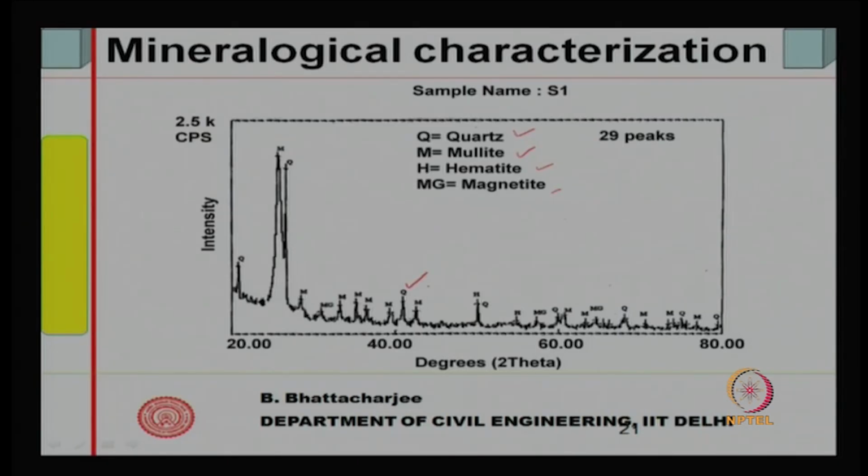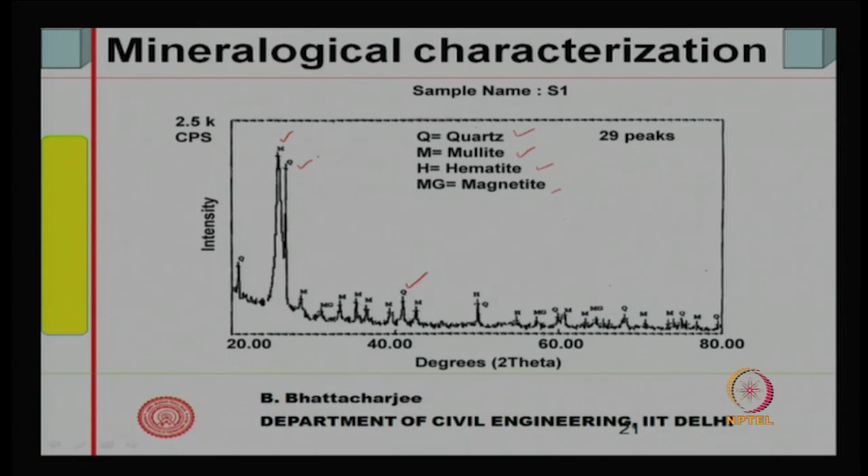Q stands for quartz. In X-ray diffraction, what do you do? It can find out the crystal, because the angle 2 theta at which the X-ray is incident, where diffraction occurs from the crystal planes, is actually recorded. This is the mullite peak, this is the quartz peak. So, you get quartz and mullite, these are the materials which are present in fly ashes.